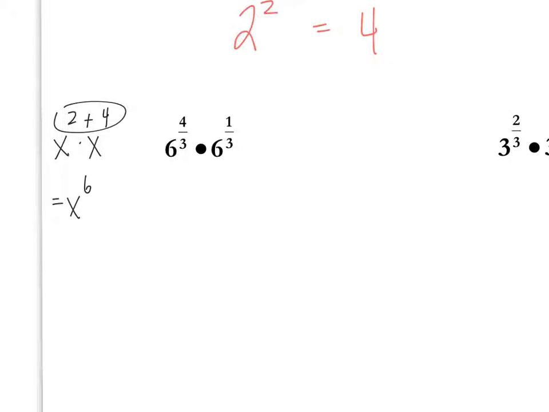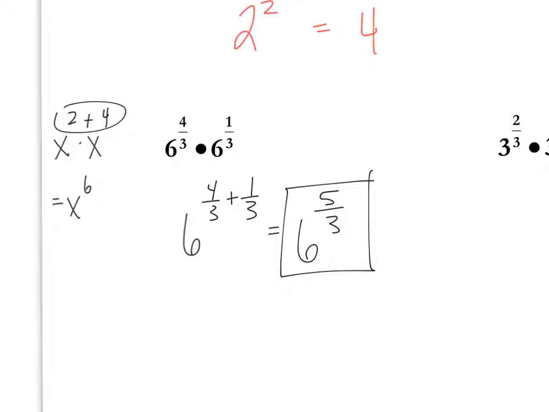So that is all we're doing, you guys. We don't multiply the 6's together. We don't multiply the x's together. All we do is we deal with the exponents. So I'm going to keep the 6, and I'm going to take these 2 exponents and add them together. So 4/3 plus 1/3. That's all you're doing. It's the same exact thing, except there's a number instead of a variable, and the exponents are fractions and not whole numbers. Big deal. So we're going to keep the 6 and we end up with 5/3!